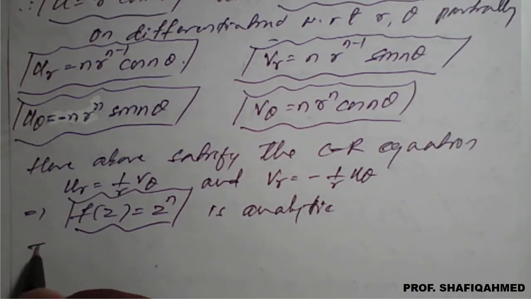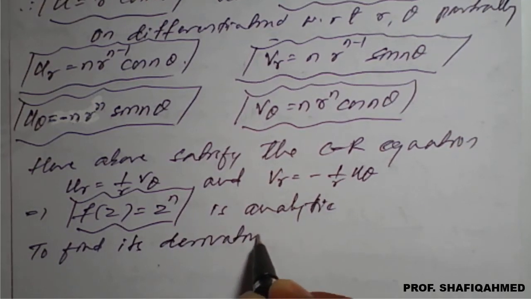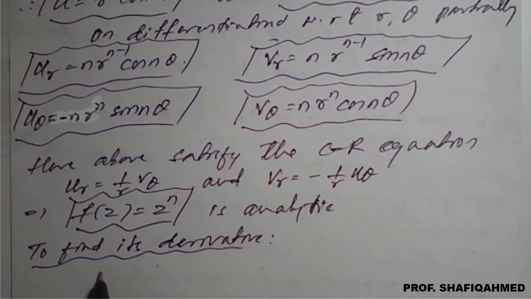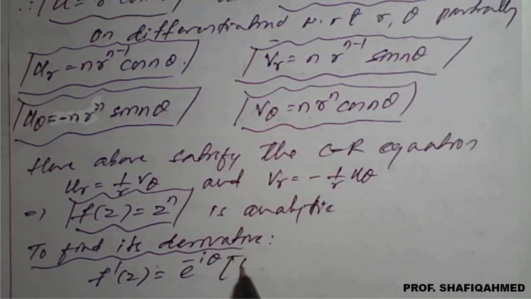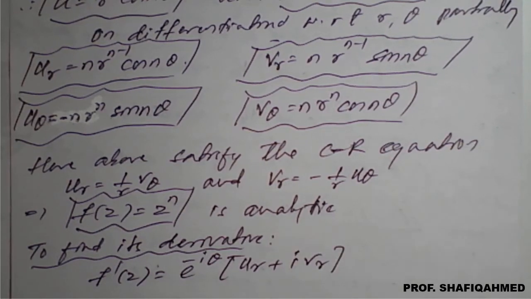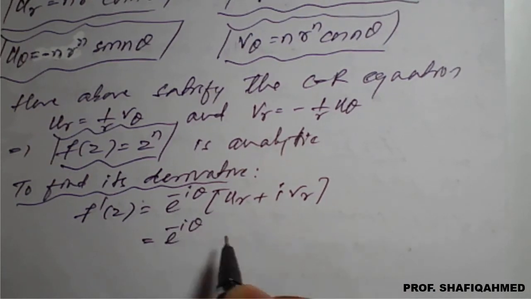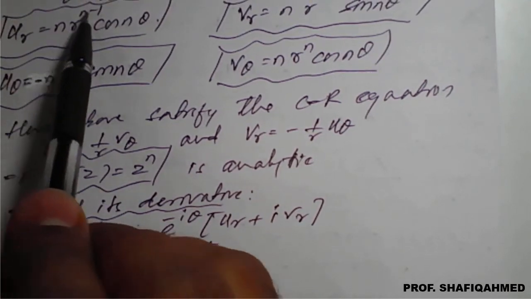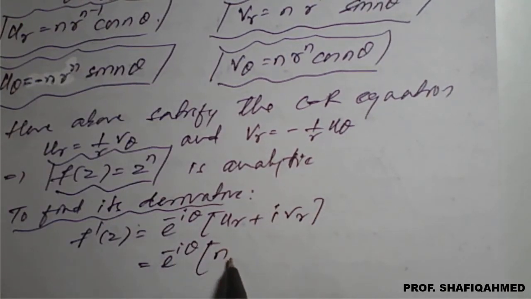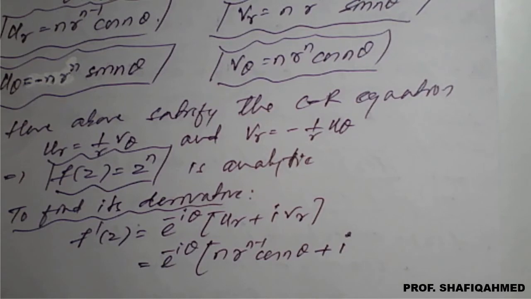If it is an analytic function, we can go for its derivative. To find its derivative, we have to use f dash of z is equal to e raised to minus i theta into u_r plus i times v_r. So this you have to remember, and we need to apply here. So e raised to minus i theta into u_r, what we got? u_r we got as n into r raised to n minus 1 into cos n theta, plus i times the v_r value.